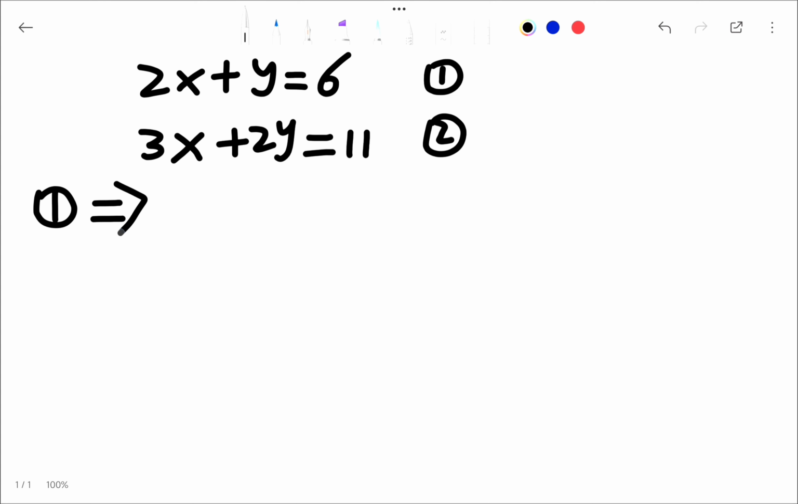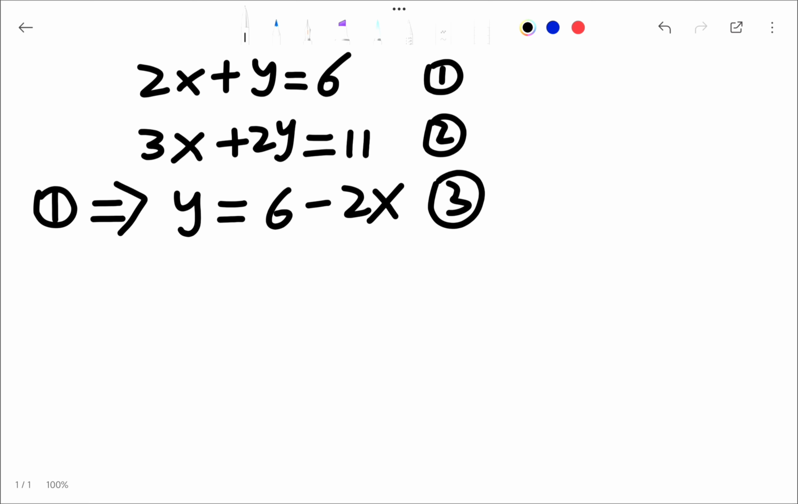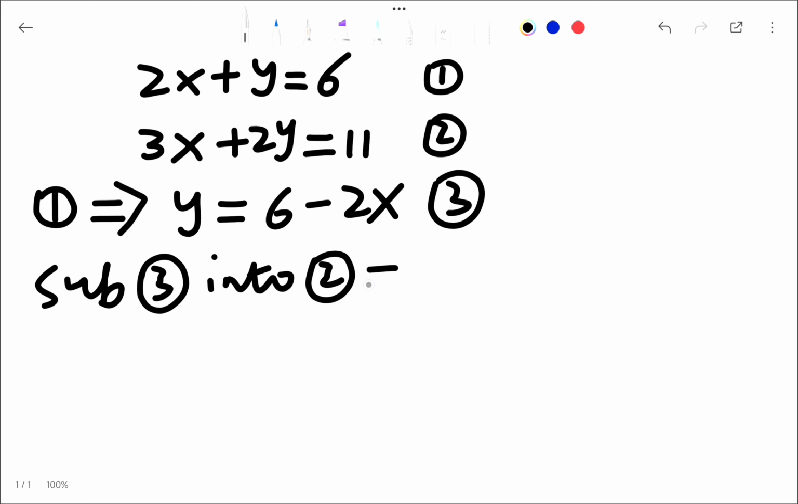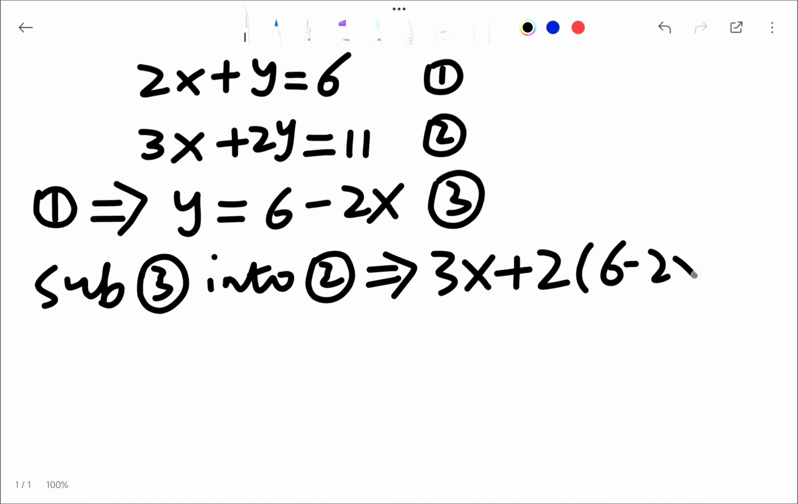If we move 2x from equation 1 to the right-hand side of the equal sign, we can make y the subject very easily. Remember to change the sign of 2x to negative and label this equation number 3. And then we can substitute number 3 into equation number 2. Remember to replace y with 6 minus 2x.